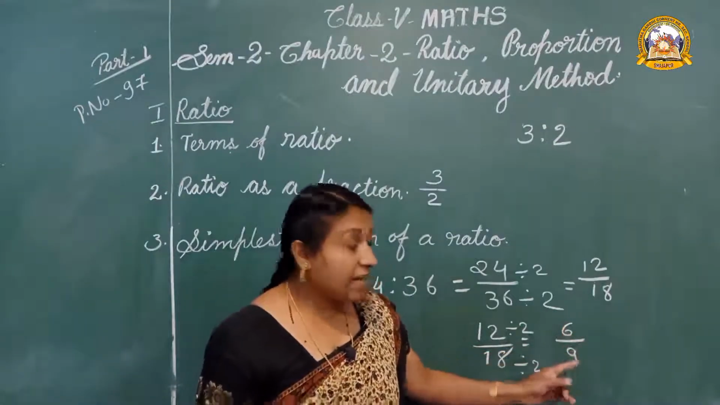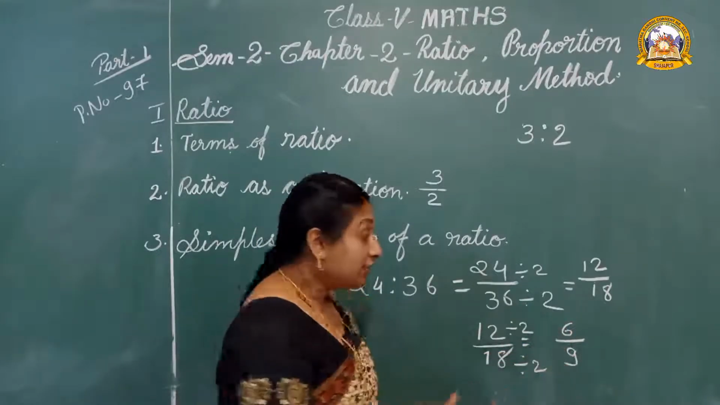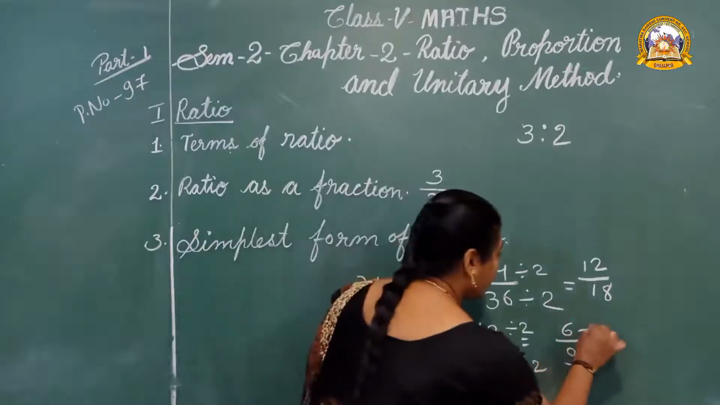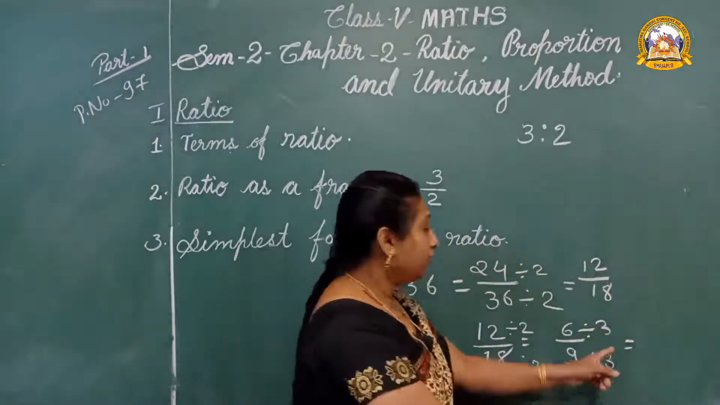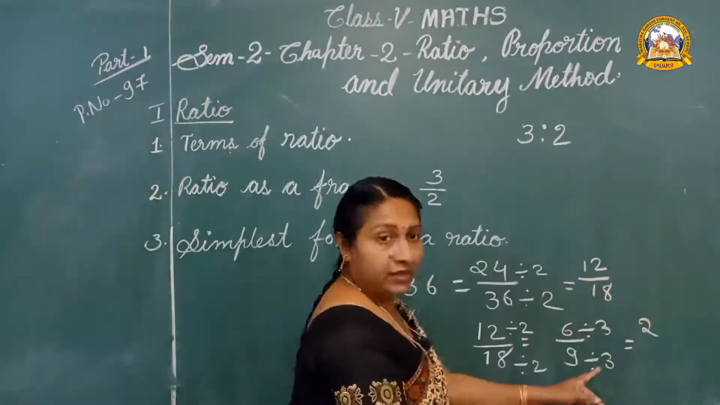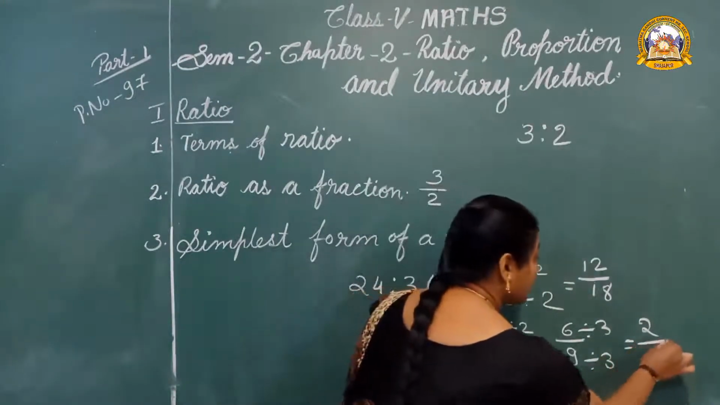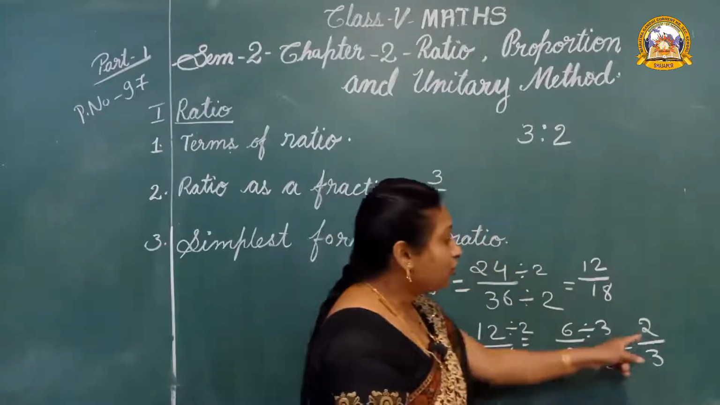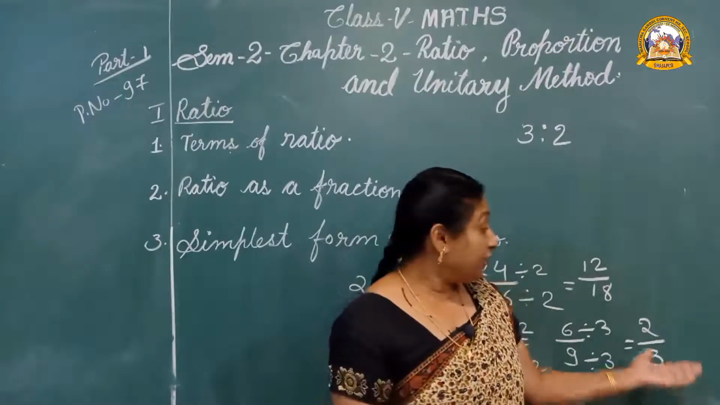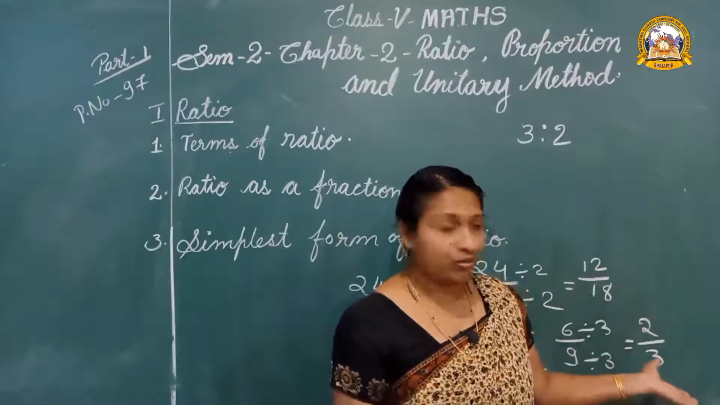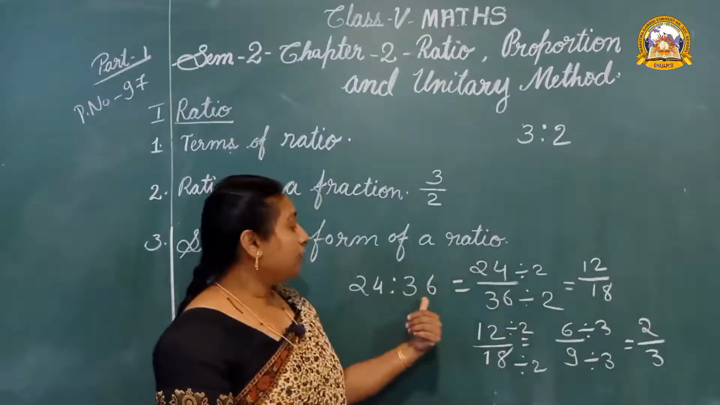Because 6 and 9, they are the multiples of 3. So, let us cut them by 3 or divide them by 3. 6 by 3 and 9 by 3. 3 2s are 6, no? So, 2. And 9 divided by 3 means 3 3s are 9. 2 by 3. Can we cut them again or divide them by a common factor? No. So, it is the lowest term of 24 is to 36.